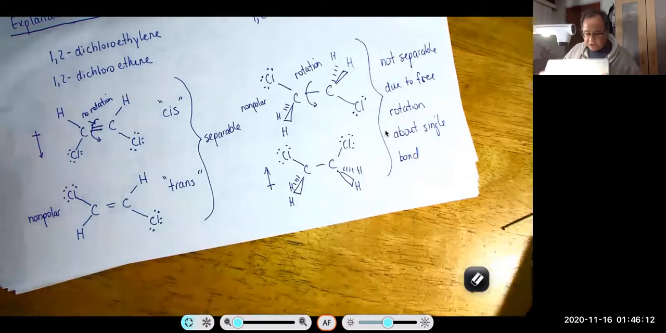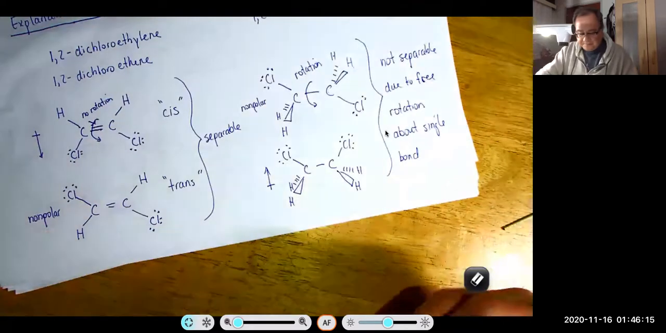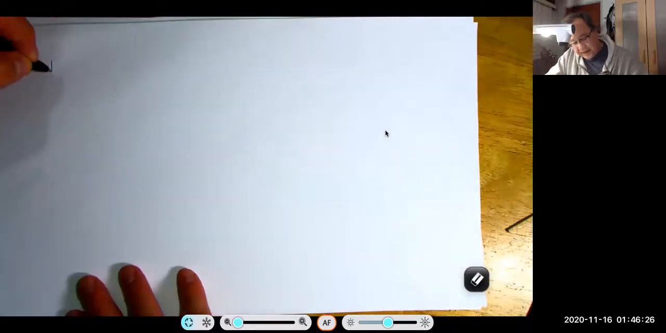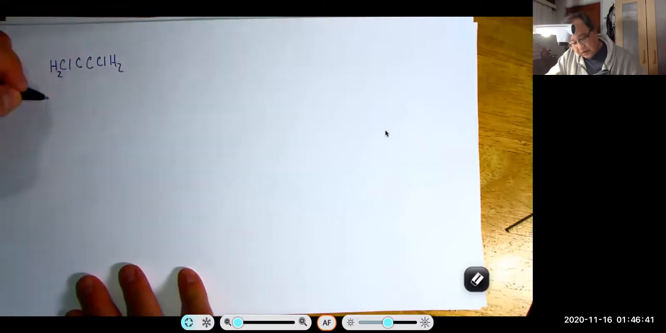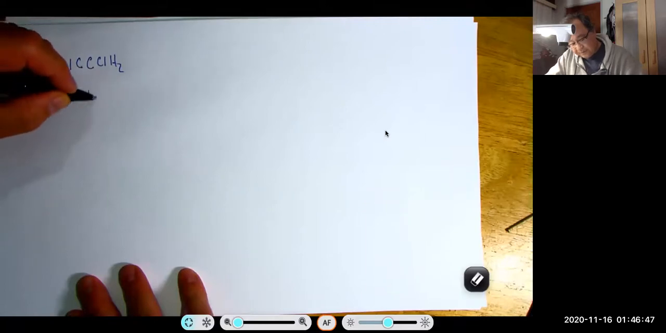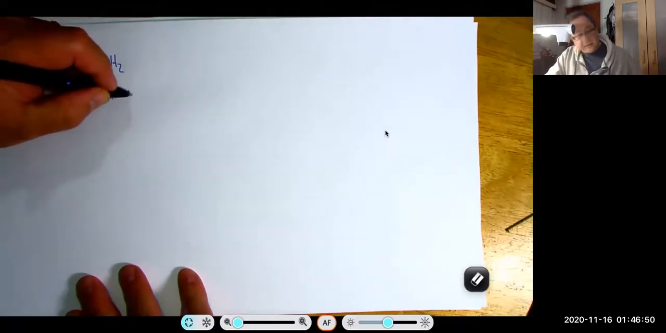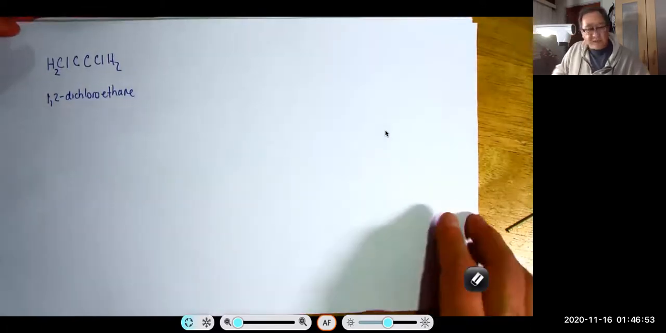And let me show you something with these guys right here. So we have three molecules that I want to look at. One of the molecules has this formula, C2H4Cl2, and we'll call it 1. This is called 1,2-dichloroethane. And if you draw the Lewis structure, it looks like this.